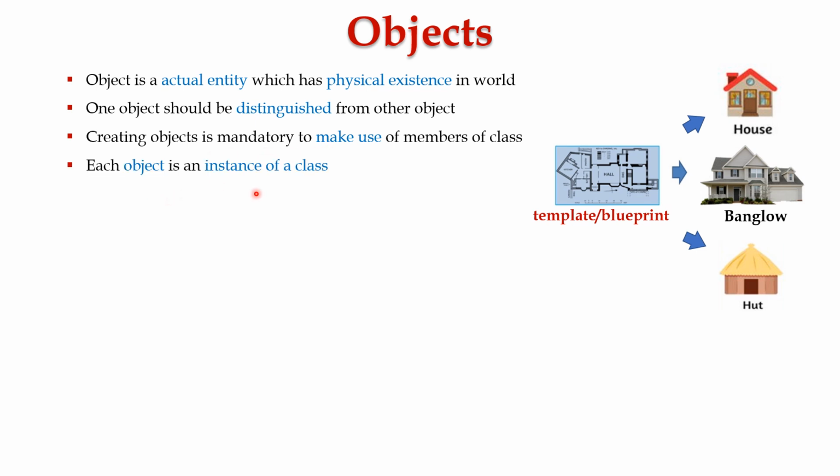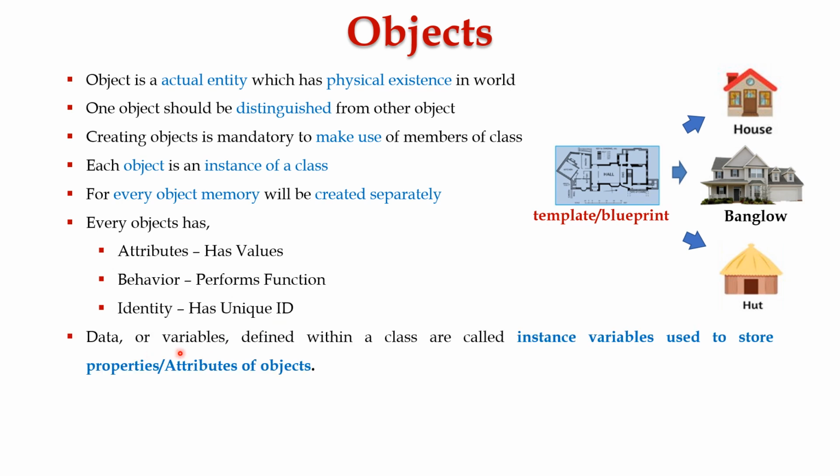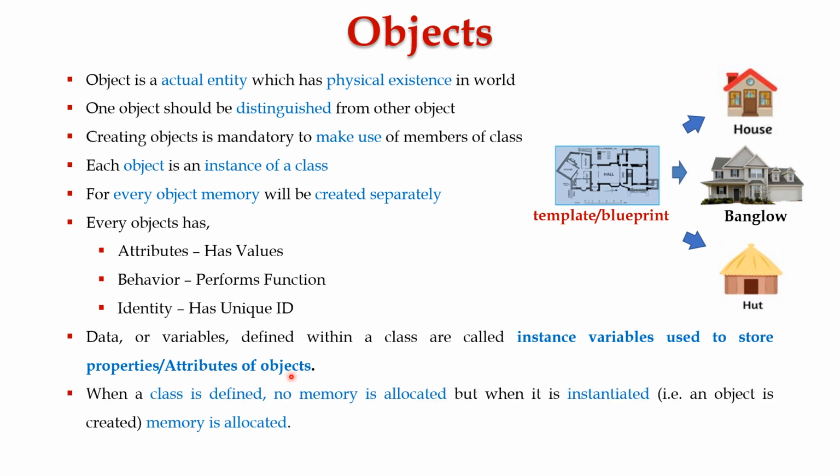Each object is an instance of a class. For every object, memory will be created separately, and every object has attributes, behavior, and identity. Attributes hold its own values, behavior performs certain functions, and identity is a unique ID for its physical existence in the real world. Data or a variable which is defined within a class is called an instance variable, which is used to store the attributes of the objects. When a class is defined, no memory is allocated to it, but when it is instantiated, memory is allocated.